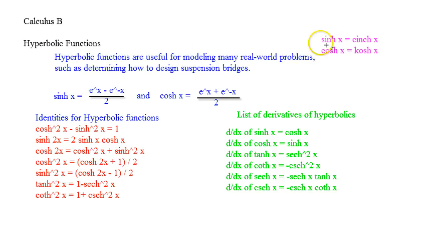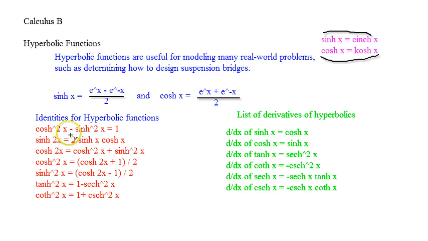Alright, so how do we pronounce it? Hyperbolic sine of x is sinh of x, and hyperbolic cosine of x is just cosh. It's like gosh, but with cosh. Okay, so here are the identities.